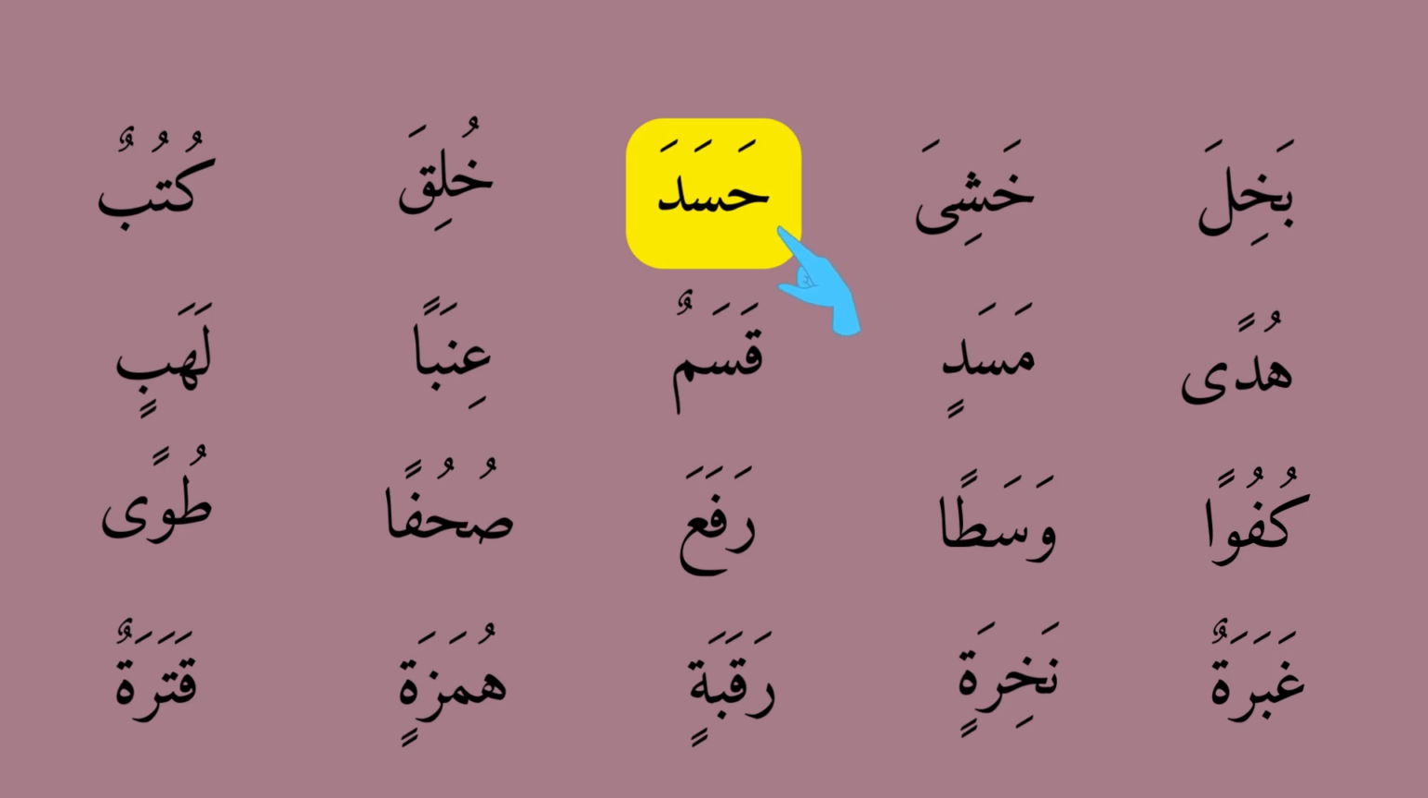Now the third word: ha with the fatha, the sound is ha, and seen with the fatha, sa, dal with the fatha, da. Hasada, hasada. Don't say ha sa da. You should not read it like that. Hasad, hasad. Only short vowels are here. You should not stretch the sound. Hasad. Right?